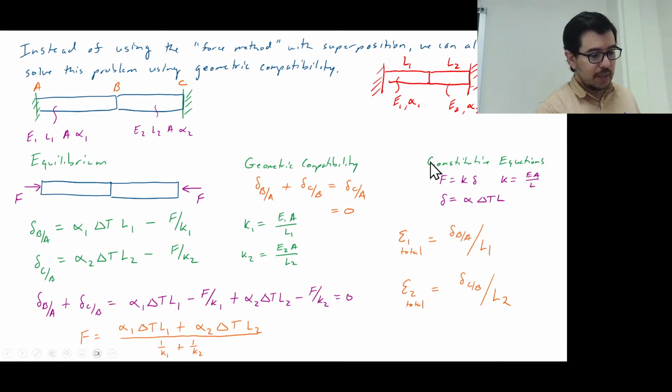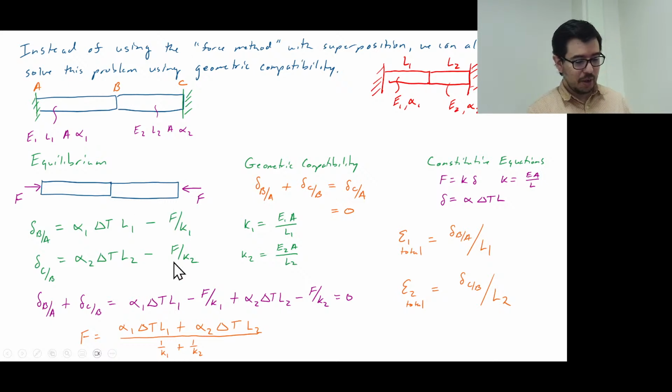Now, here's another way to approach the problem. Again, we have equilibrium, and we have these three pillars. Sorry, I had it flipped. Instead of using the fourth method, now we're using geometric compatibility. The first one was more like superposition, which makes sense: we have unconstrained and pushed, like Kira said.